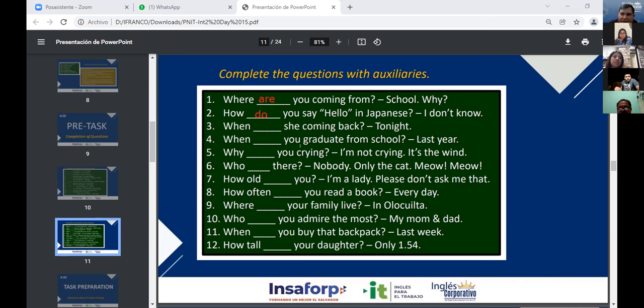How do you say hello in Japanese? I don't know. Friends, that is not the exercise that you're supposed to do. The exercise that you're supposed to do is a discussion and a conversation. That is page 14, if I'm not mistaken, page 14 and 15. We finished that one already.